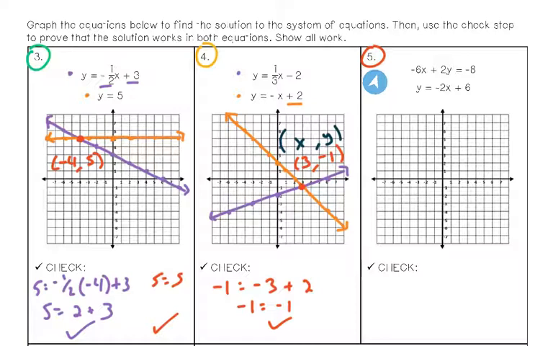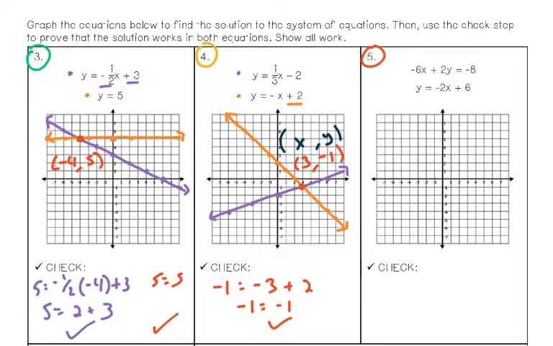Number 5 is a harder problem, so I don't want you to try this one unless you really know how to do it. This is something you could find by graphing on like Desmos or something, but I just want to show you that it's hard because this first line is written in standard form. It's not written in slope-intercept form. So what you would want to do is get the y by itself.